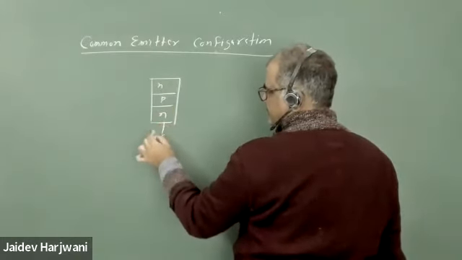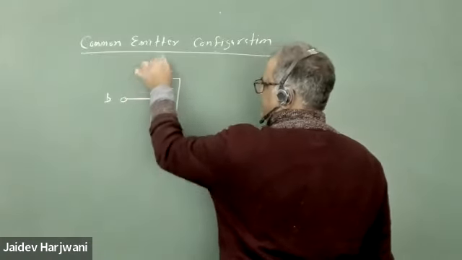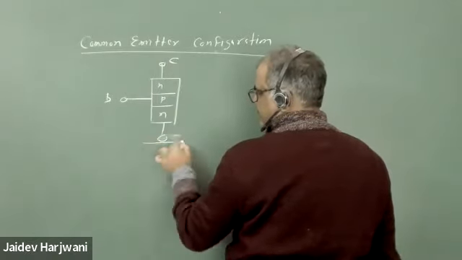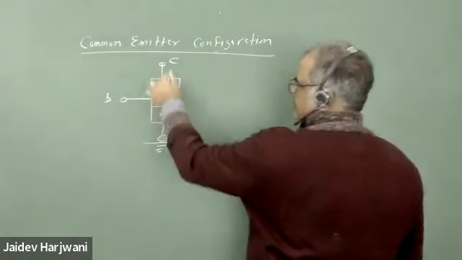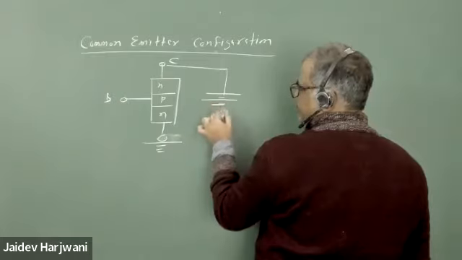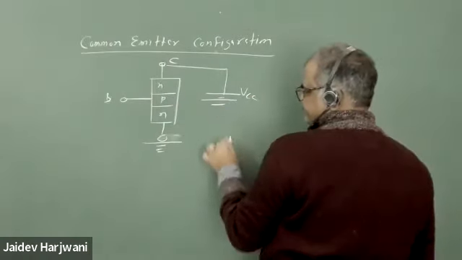NPN transistor. See, this is my emitter. This is my base. So this is my collector. Now what I'm doing, I am making the collector reverse biased. So I'm applying some voltage here. For NPN, I have to make it reverse biased. So say this is VCC.